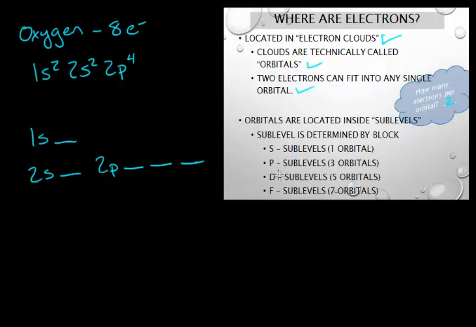P's contain 3 clouds, or 3 orbitals. These p's are technically called sublevels. They contain 3 clouds, and each could hold 2 electrons. D's have 5 clouds, or 5 orbitals, each of which could hold 2 electrons. And finally, the f sublevels contain 7 clouds, 7 orbitals, and each can hold 2 electrons.